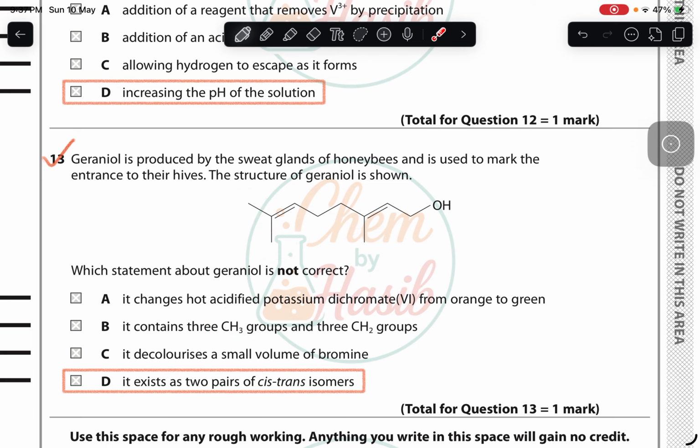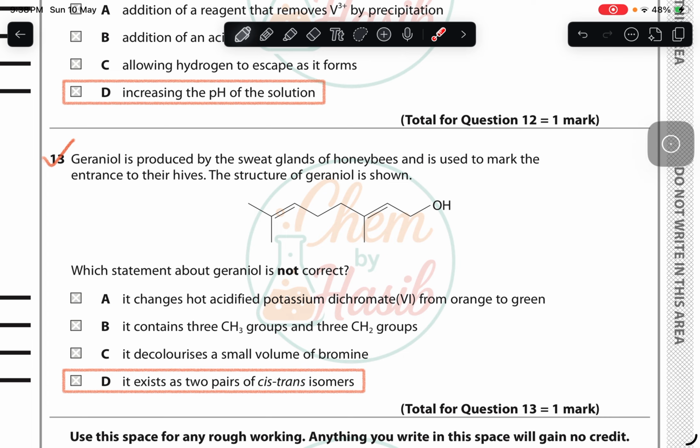It decolorizes a small volume of bromine. Of course, it decolorizes a small volume of bromine because there are double bonds here, double bonds here, double bonds here. It says it exists as 2 pairs of cis-trans isomers. No, it doesn't have cis-trans isomers here. That is a wrong statement. And that is the answer.